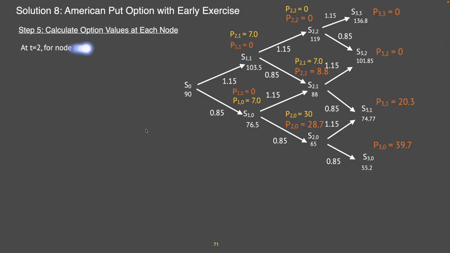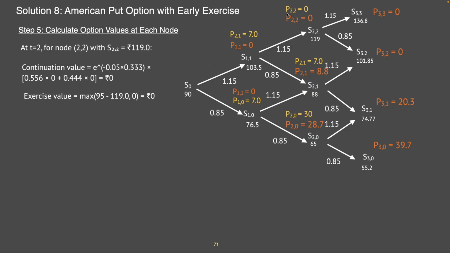Now, at t equal to 2, at this node, the continuation value is 0, because these two are 0. The continuation formula is e to the power of minus 0.05 into 0.333, into 0.556, that is the risk neutral probability, into P33, which is 0, plus 1 minus 0.556 into P32, which is again equal to 0. Hence, P22 will be 0 here.